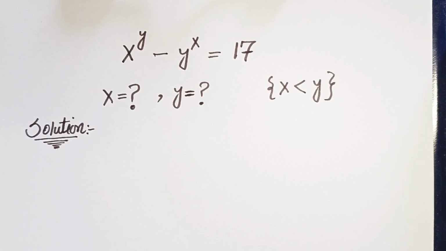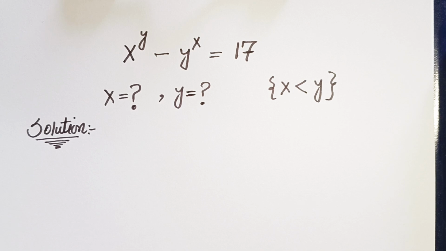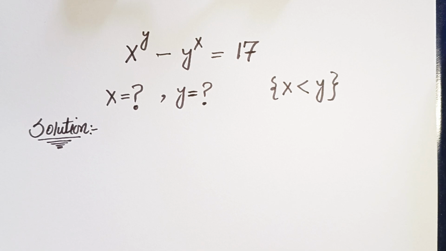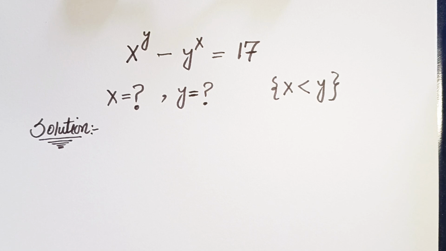Today our question is x to the power y minus y to the power x is equal to 17. Here we have to find the value of x as well as the value of y. We have to note that x is less than y, so we must find those solutions in which x is less than y.